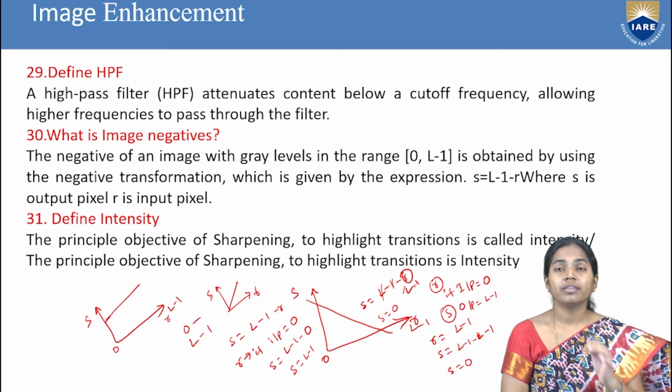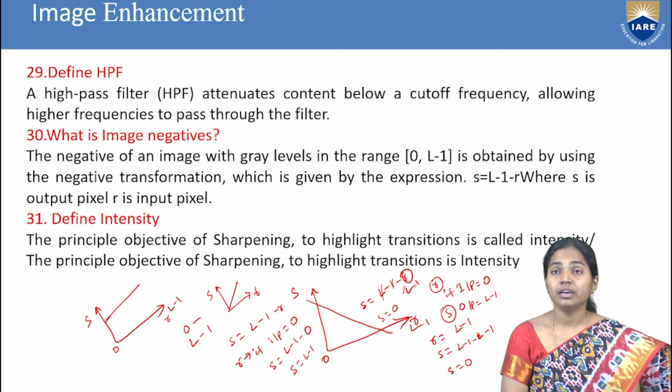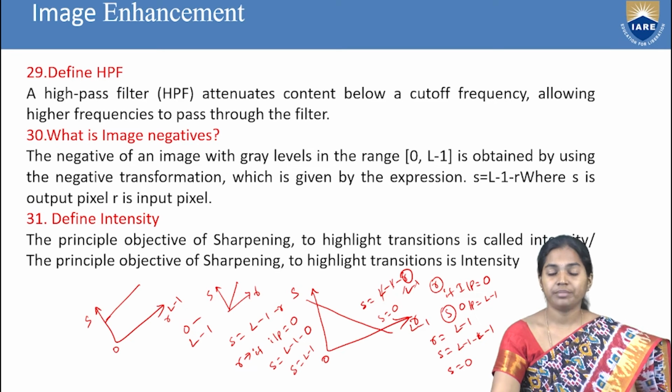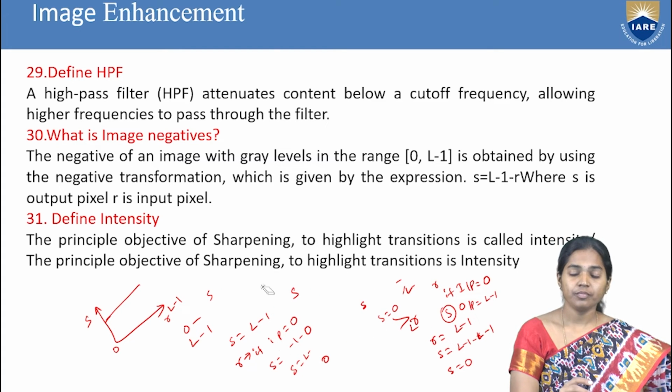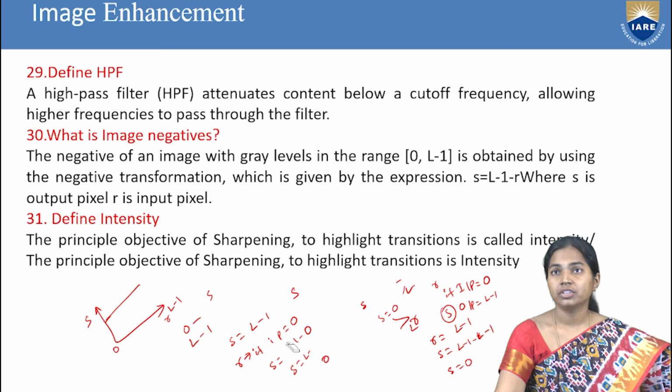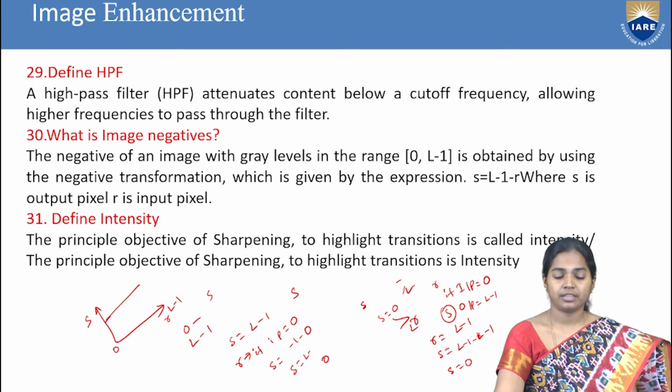Whatever the input we are applying, we are getting the same output. So, this is the image negative. The negative of an image with gray levels in the range 0 to L minus 1 is obtained by using the negative transformation, which is given by the expression S equals L minus 1 minus R, where S is the output pixel and R is the input pixel.